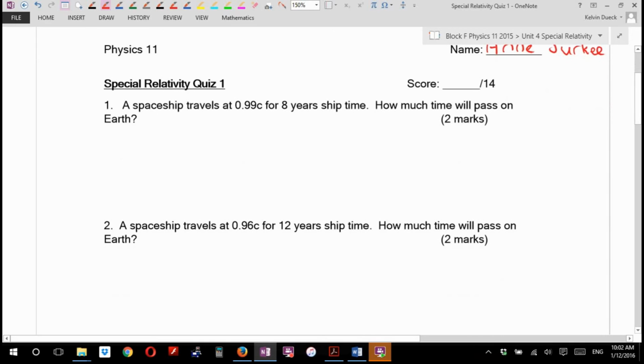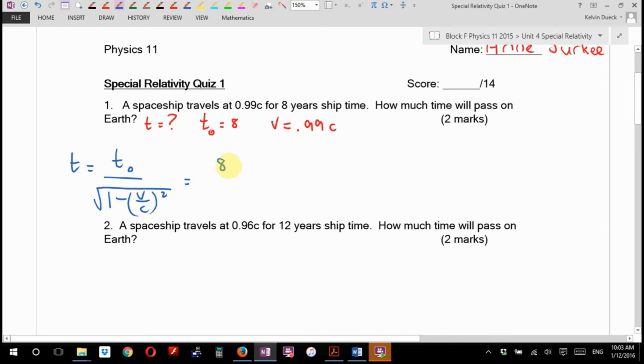So a spaceship travels at 0.99 C for 8 years of ship time. How much time will pass on Earth? Okay, this question wants me to find T. That means T0 is 8. V is 0.99 C. As an equation, I'm going to have T equals T0 over, now remember last day I said if you really wanted to be clever you could write it as a little gamma symbol, but I'll write out the whole equation. It's going to be the square root of 1 minus V over C all squared.